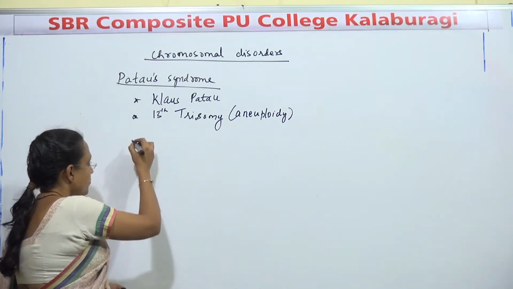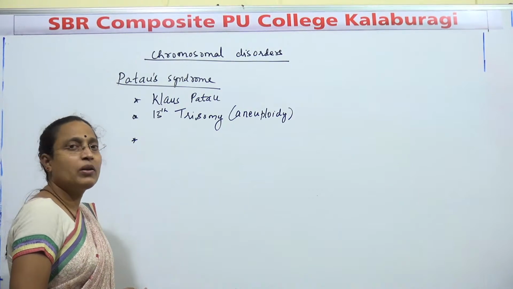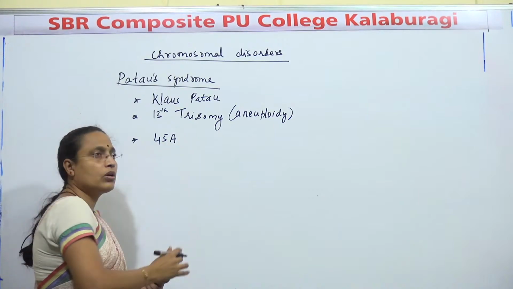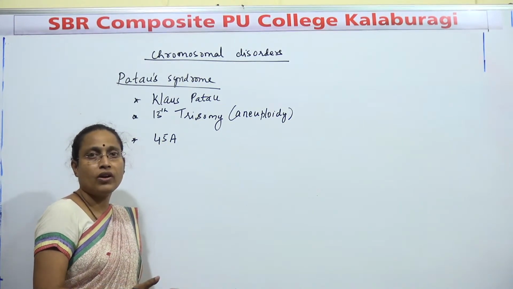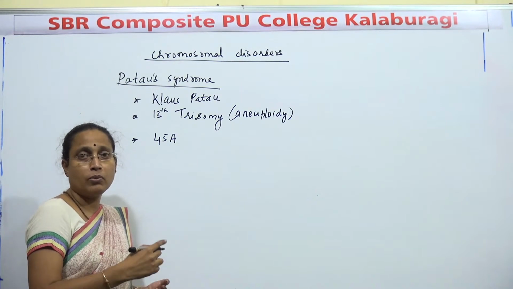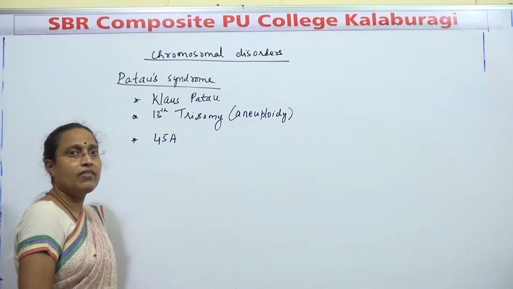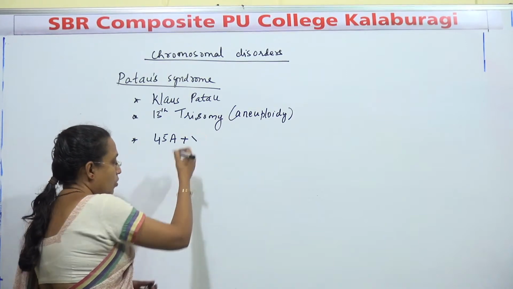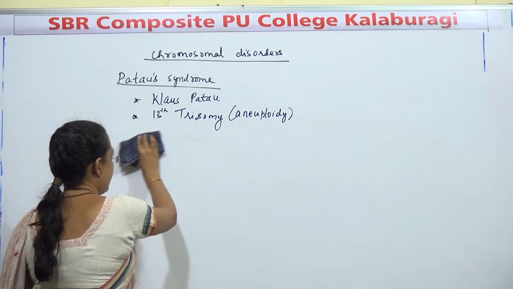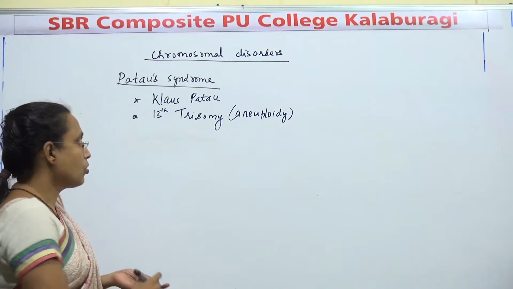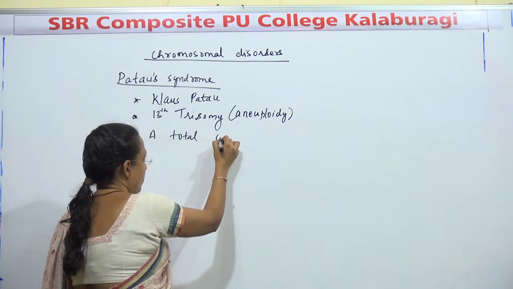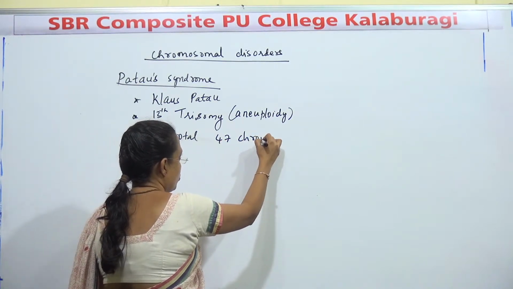So as a result, here also the karyotype is 44A plus. That is, total autosomes in normal humans will be 44A. Now the 13th is one extra. Down syndrome had the 21st extra. Here the 13th will be one extra. So you can tell the total number of chromosomes directly. So here a total of 47 chromosomes.